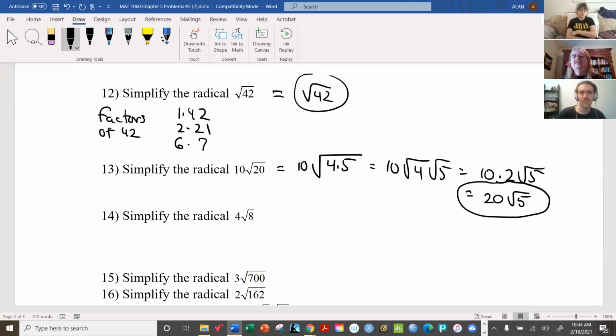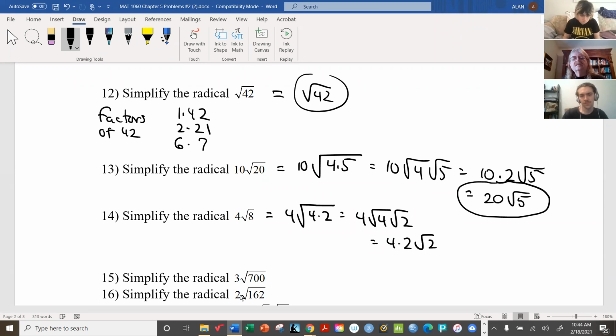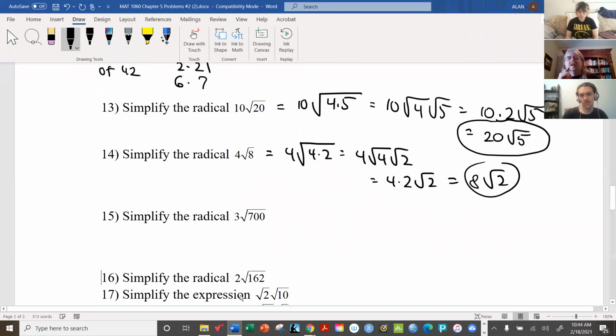Now let's try this one. Well, now that we're getting pretty good at this stuff, it should be pretty clear that this is 4 times 2 under the square root sign. Look at how nicely that reduces to 8 radical 2. Okay, and we're done.